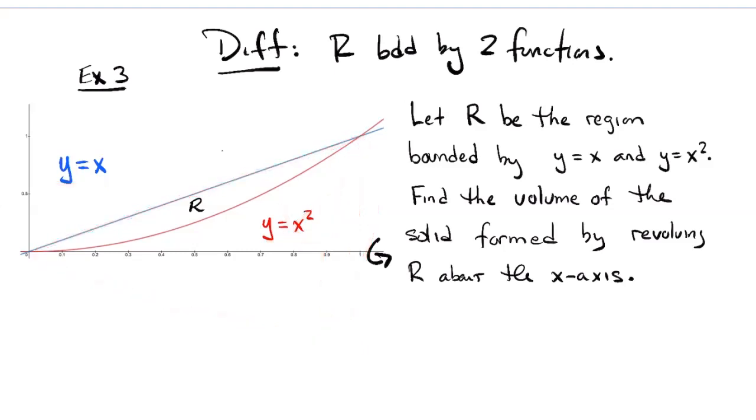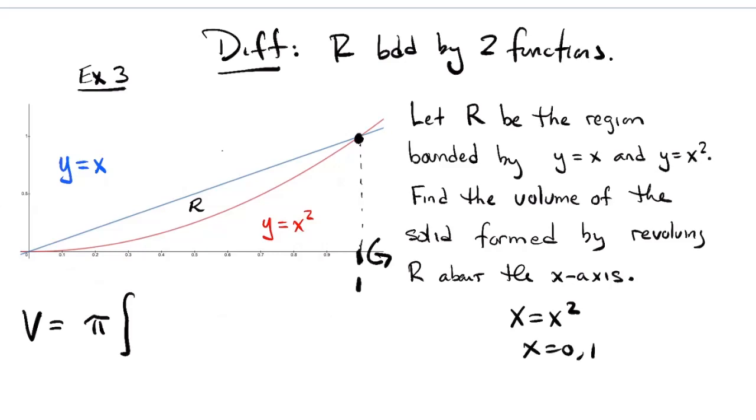So what would the volume of that cone be? The volume of that cone would be pi times the integral from, well, we need to know where these things cross. You can see in the graph that that's x equals 1. Or you could solve the equation x is equal to x squared. It has two solutions, x equals 0 and x equals 1. So that's where these two curves cross. So it could be the volume of the blue part.